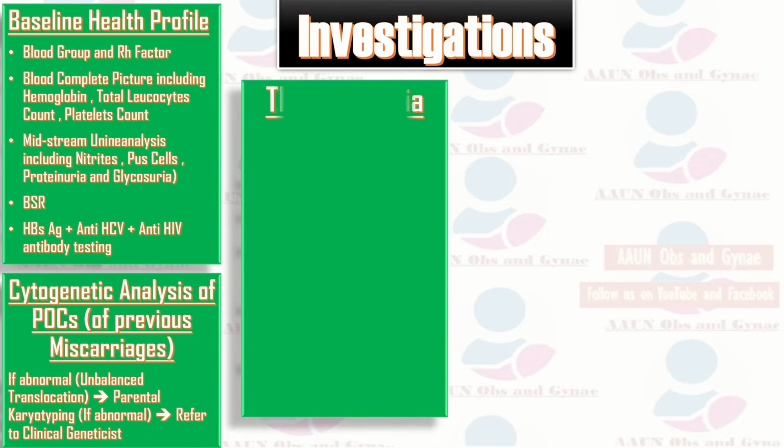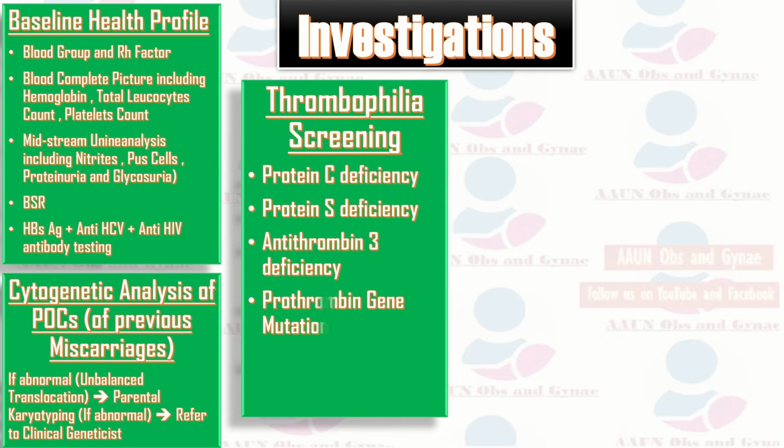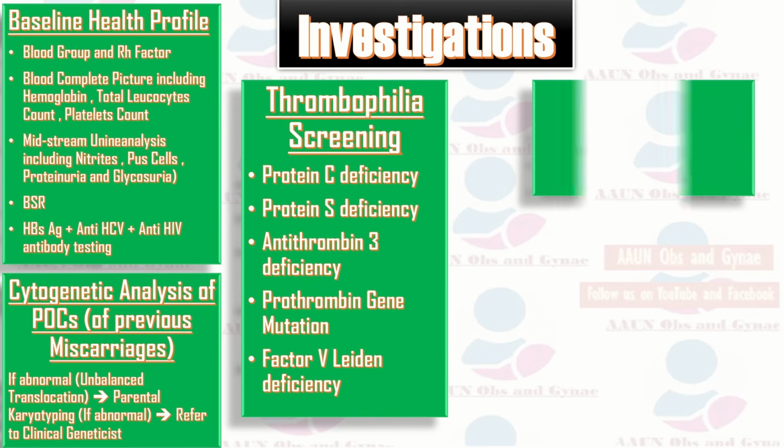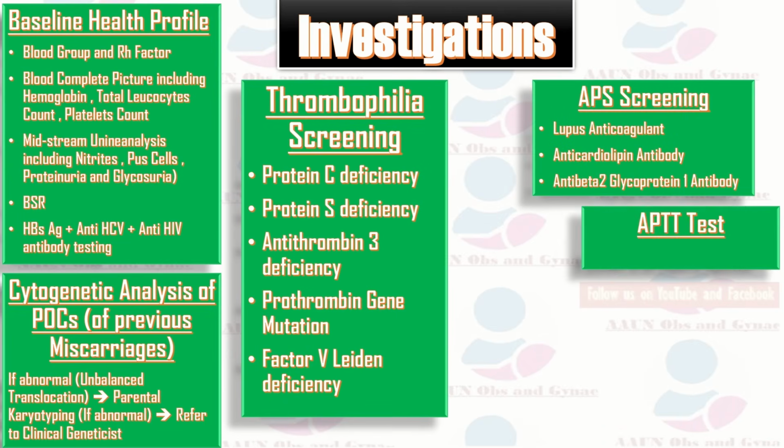We do the thrombophilia screening for protein S deficiency, protein C deficiency, antithrombin 3 deficiency, prothrombin G mutation, and factor V Leiden deficiency. APS screening is done for lupus anticoagulant, anticardiolipin antibody, anti-beta-2 glycoprotein 1 antibody. APTT testing is done if the patient is on heparin injection.